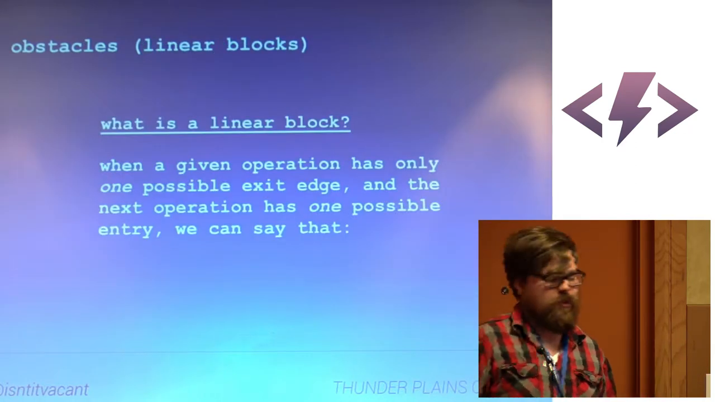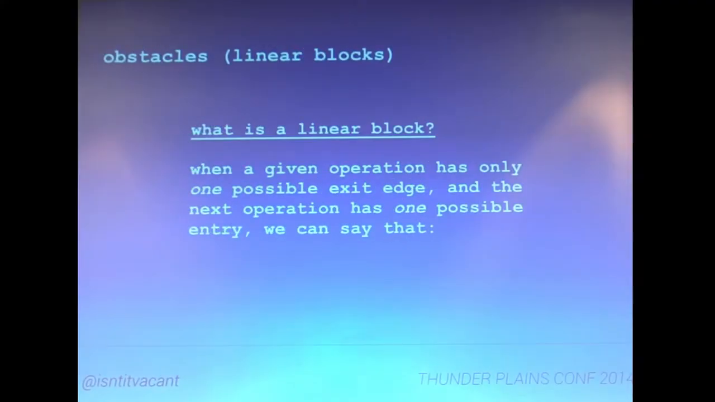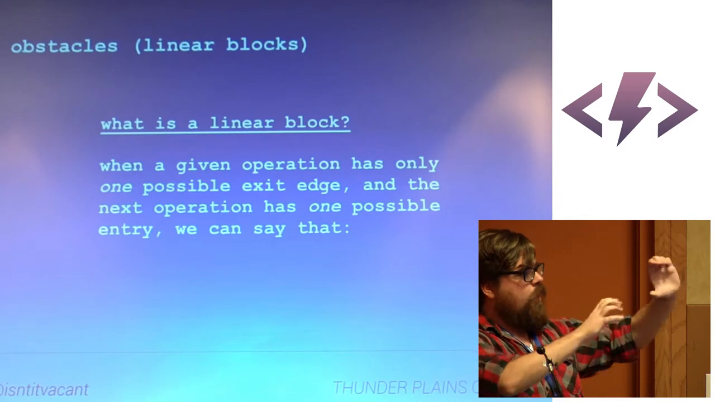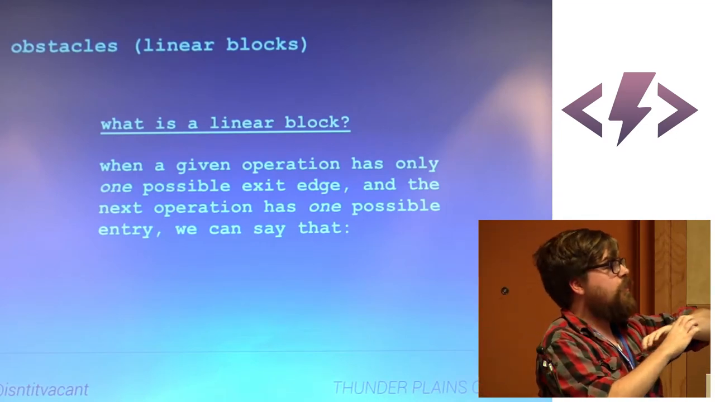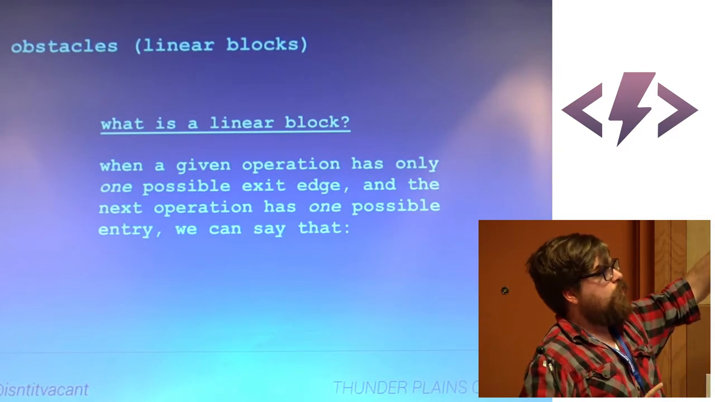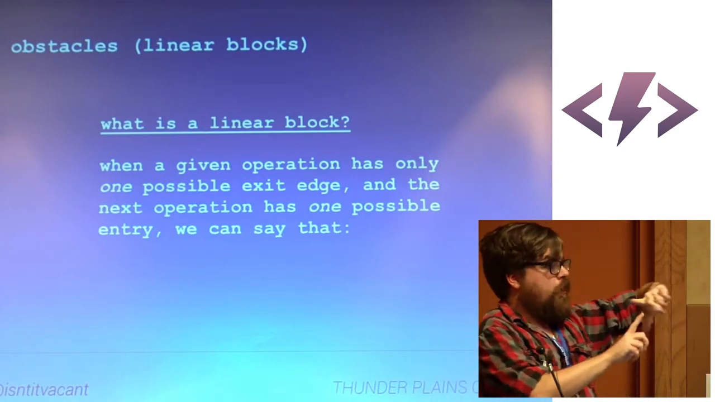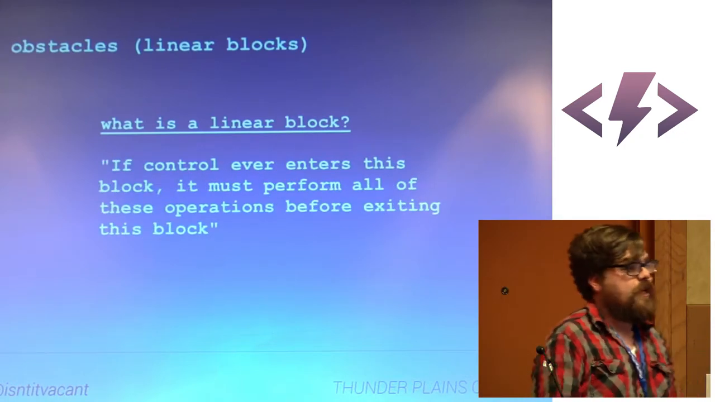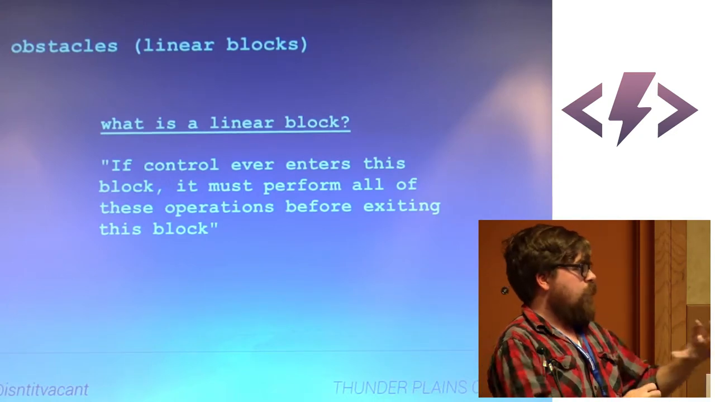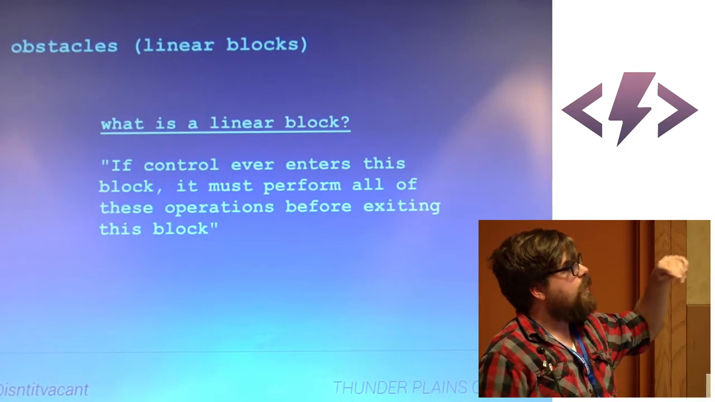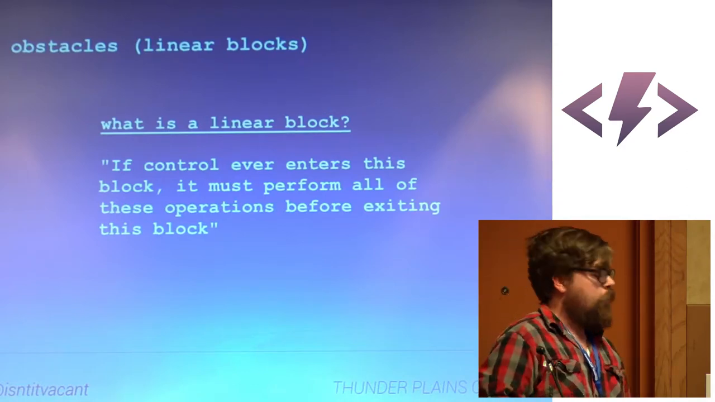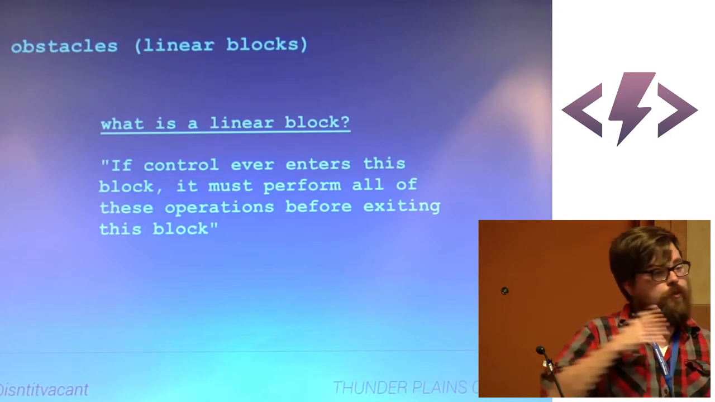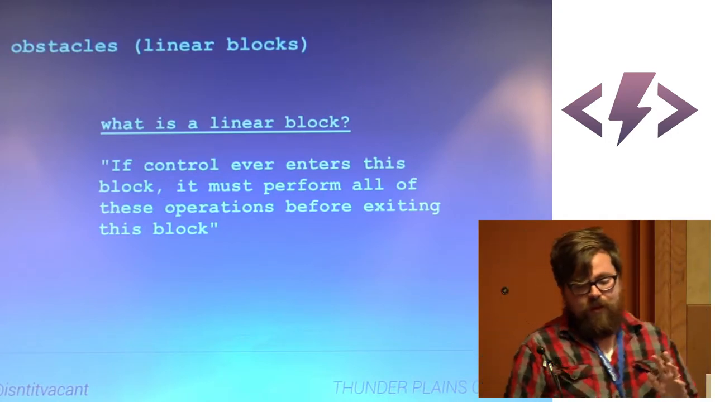And the second, larger problem with control flow graphs in JavaScript is that for a lot of the things that you want to do, you want to have a very linear, simple control flow graph. A linear block is whenever you have one operation that goes directly to another operation and it has no ability to transfer control anywhere else. You can take all of those and glom them into one big block. So when it enters, it must exit. It must exit in one direction, into the next operation. And if control ever enters the block, all the operations are guaranteed to complete. So that's cool. We can guarantee things about the code, and that's awesome.